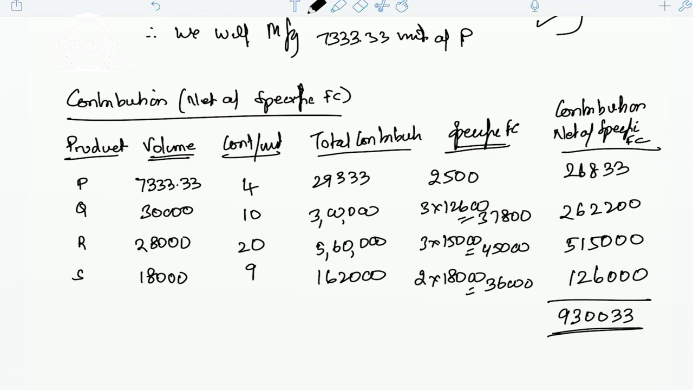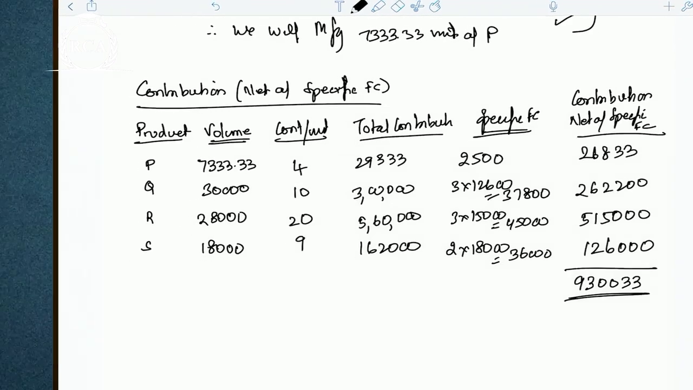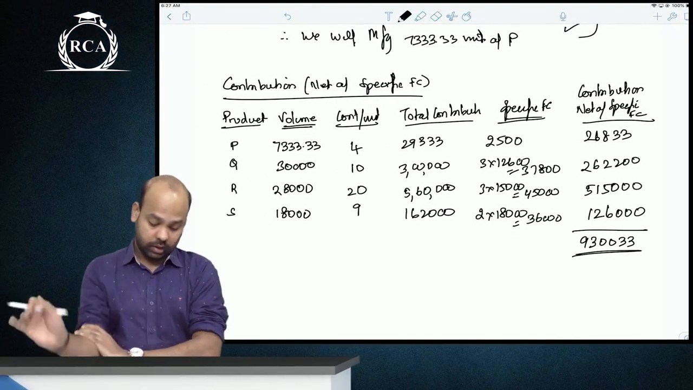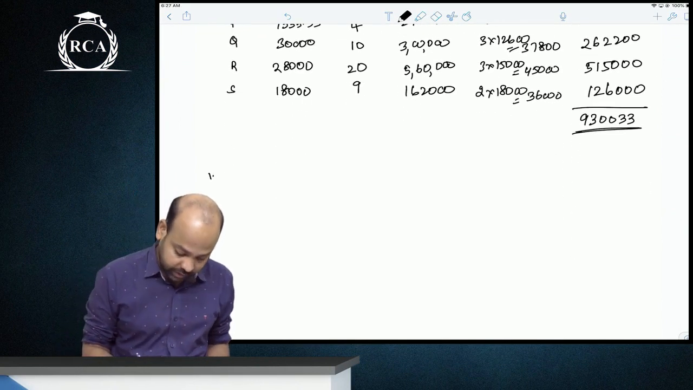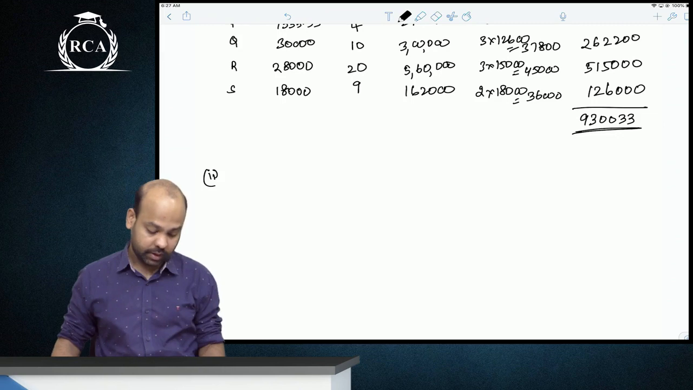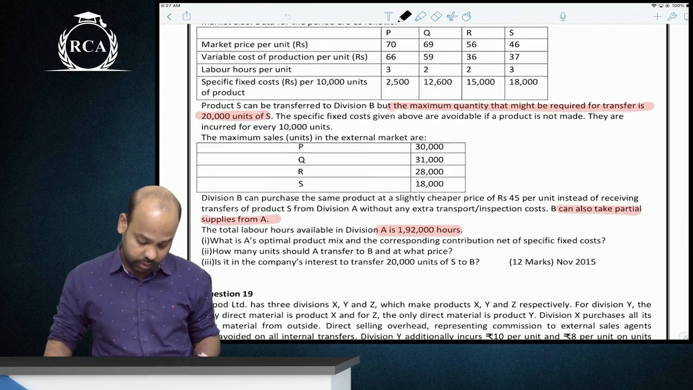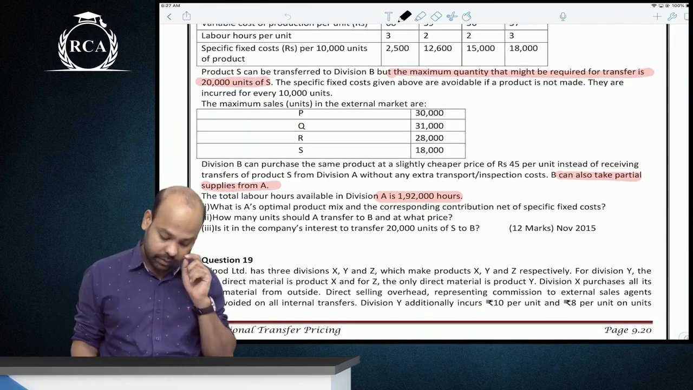I hope you're all done with this, beta. I hope you're all done performing the calculations. This is just computation of contribution net of specific fixed cost. We're finally done with the first bit, guys. Now comes the second bit, the most important one. Division B, guys.